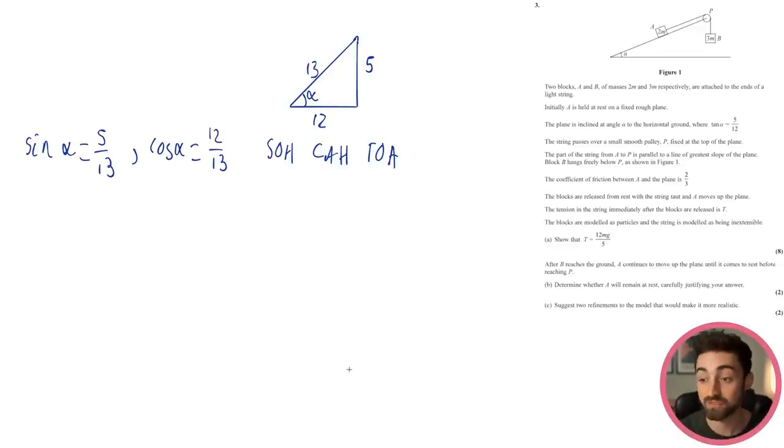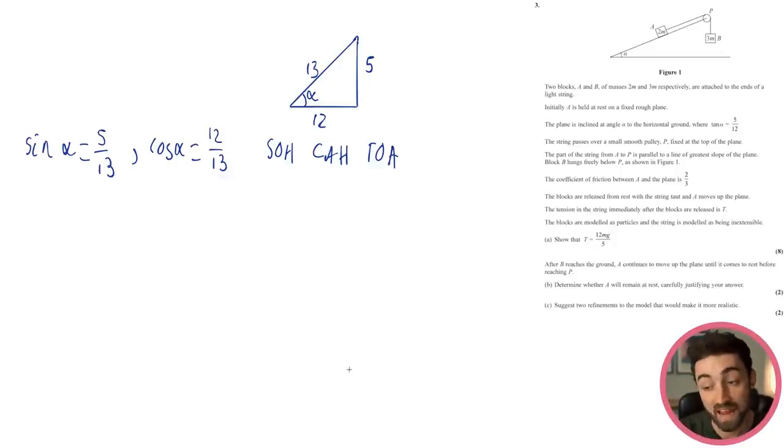Cool. The string passes over a smooth, small pulley P fixed at the top of the plane. Yeah, we can just see it in the diagram. Part of the string from A to P is parallel to a line of greatest slope of the plane. So that just means that this string here is parallel to the plane. And again, you can see that in the diagram. They're going in the same direction. Block B hangs freely below P, as shown in figure 1. Yeah, so again, the diagram.